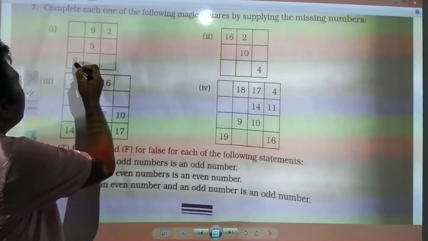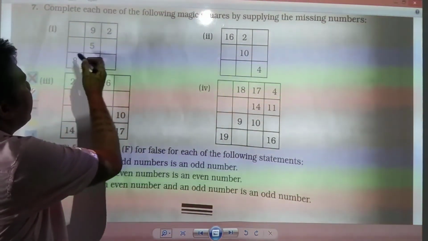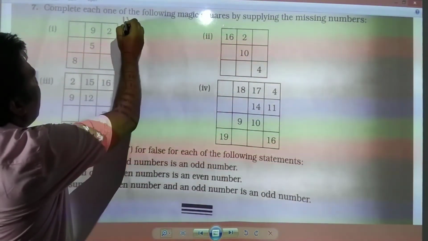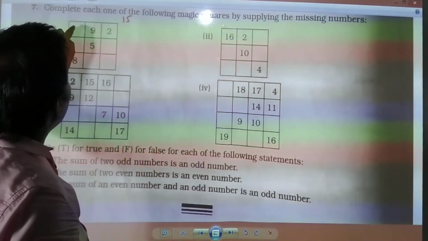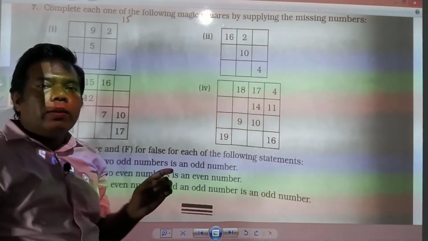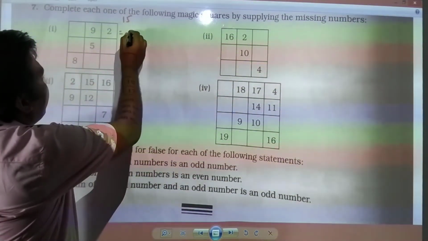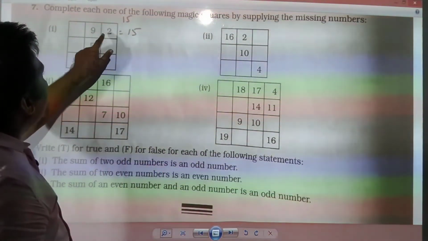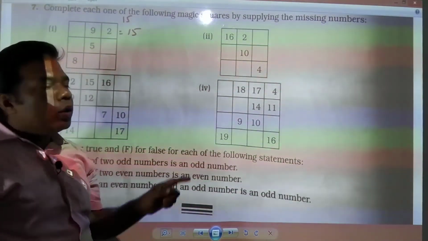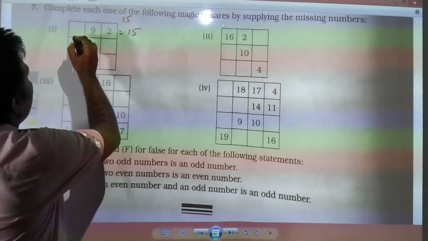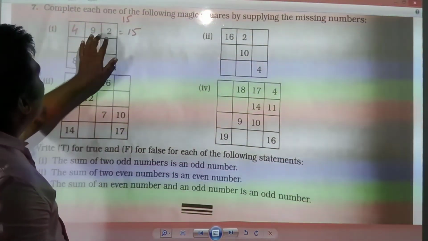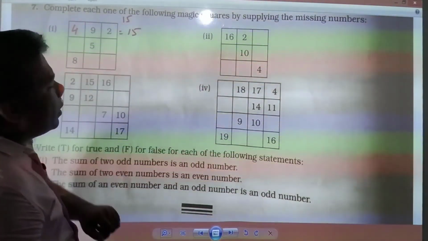So here you see what sum is coming: 8 and 5 is 13, and 2 is 15. Now you need to see, here two numbers have been given, what number should be there so that you will get the sum 15? So 9 and 2 is 11. What should we add to 11 so that we get 15? We need to add 4. So 11 plus 4 is equal to 15.